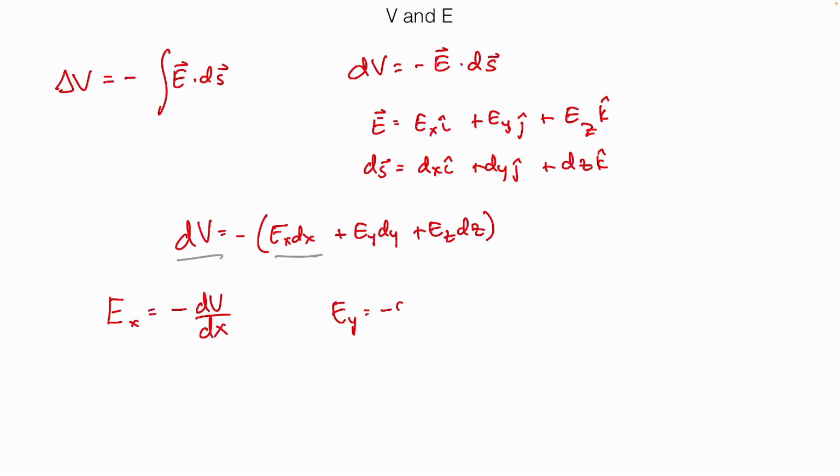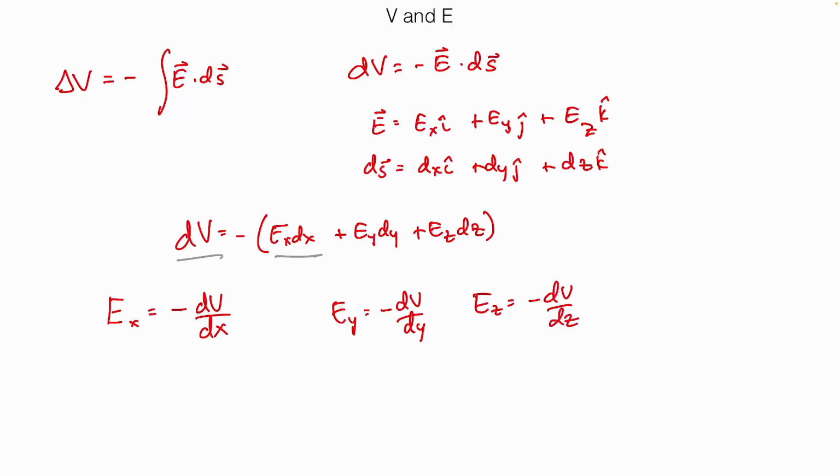Ey is going to be negative dV/dy. And the z component? dz. This is fantastic! Because the potential is a scalar, isn't it? But I can go back and find the individual components of the electric field, this vector thing, even though I start with a number, like a scalar function? Yes! The answer is yes. This is great. Because I can do an end run around some integrals this way.